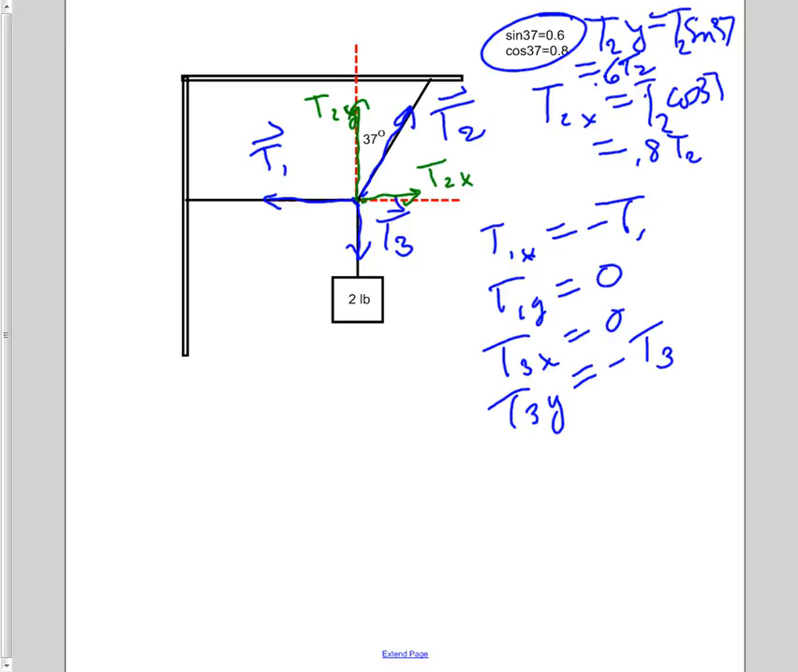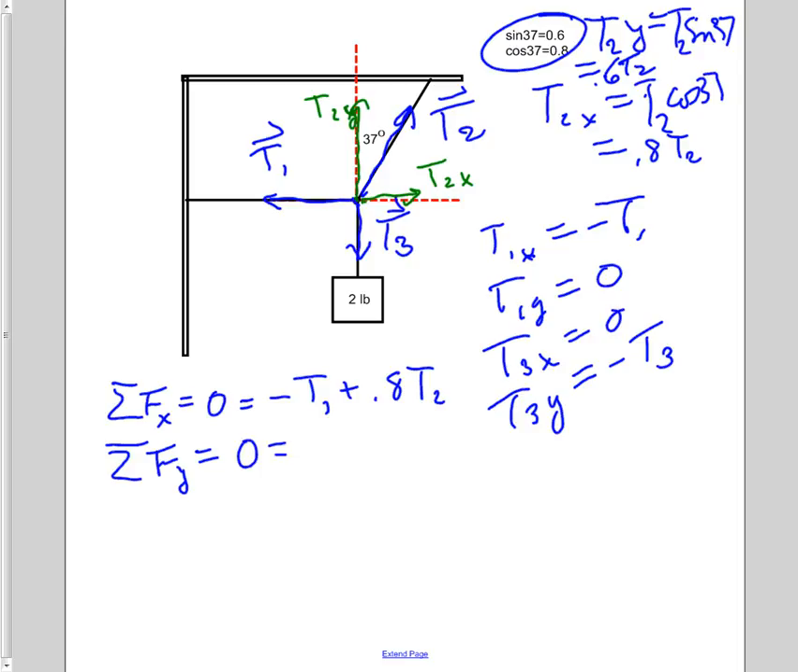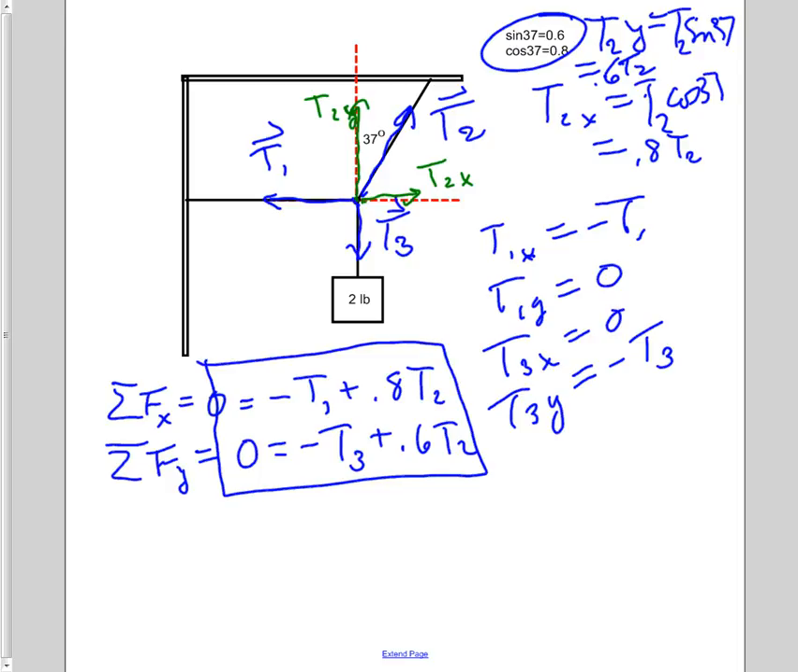Okay, so now we're ready to apply Newton's first law. Sum of the forces in the x direction is equal to 0, which is equal to minus T1 plus T2 sub x, which is 0.8 T2. Sum of the forces in the y direction is equal to 0, which is equal to minus T3 plus T2 sub y, which is 0.6 T2. I'm going to draw a box around those guys. Now I ask myself, do I have as many equations as I have unknowns? And I have 3 unknowns and 2 equations.